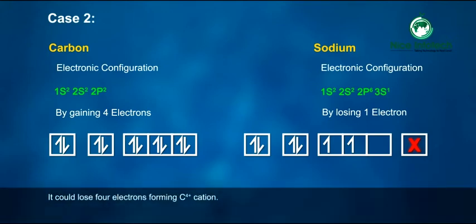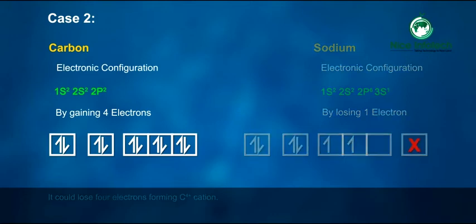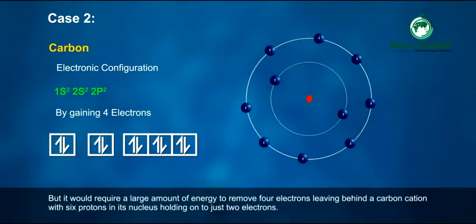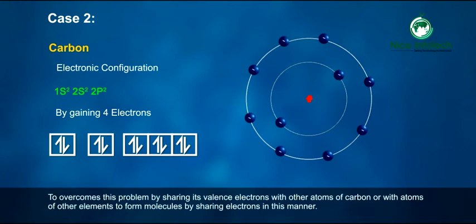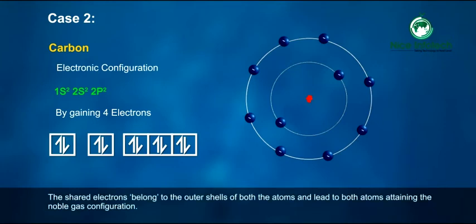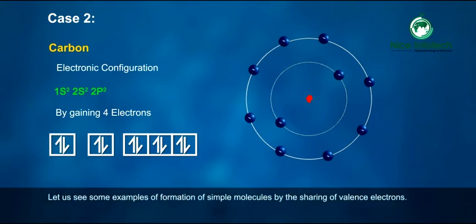Case 2. It could lose 4 electrons forming C4+ cation, but it would require a large amount of energy to remove 4 electrons, leaving behind a carbon cation with 6 protons in its nucleus holding on to just 2 electrons. To overcome this problem, carbon shares its valence electrons with other atoms of carbon or with atoms of other elements to form molecules. The shared electrons belong to the outer shells of both the atoms and lead to both atoms attaining the noble gas configuration. Let us see some examples of formation of simple molecules by the sharing of valence electrons.